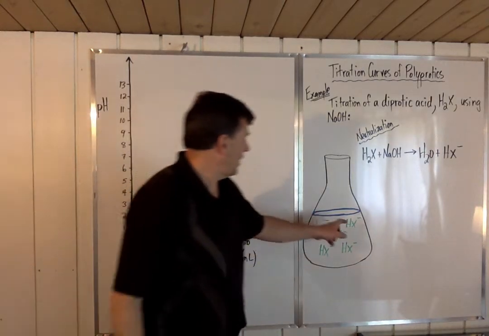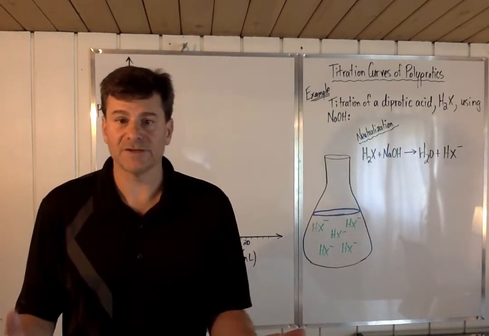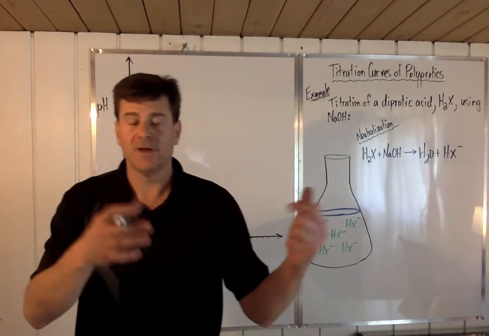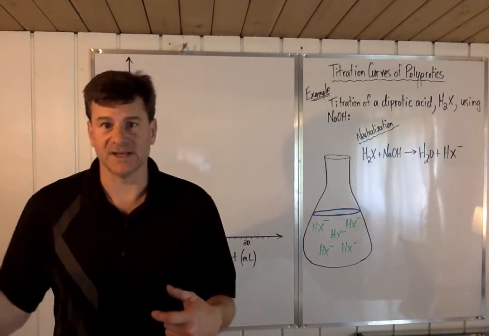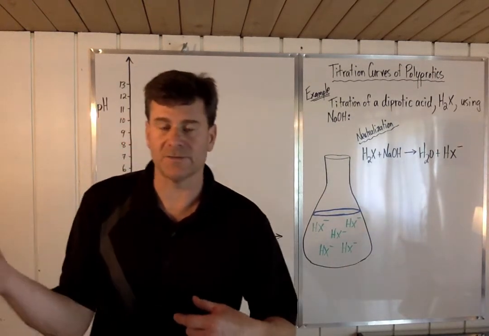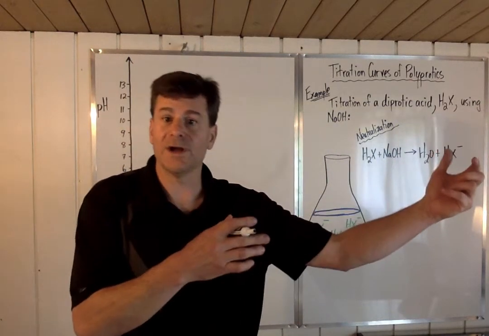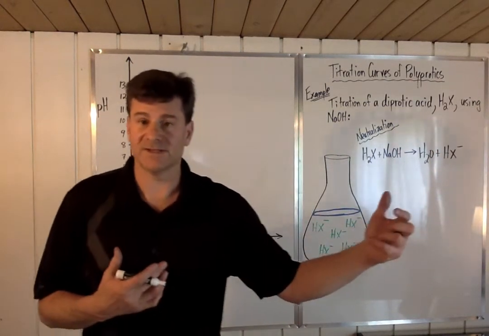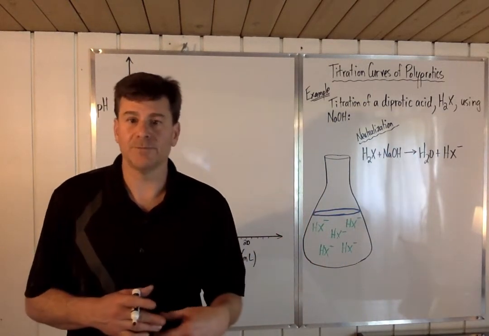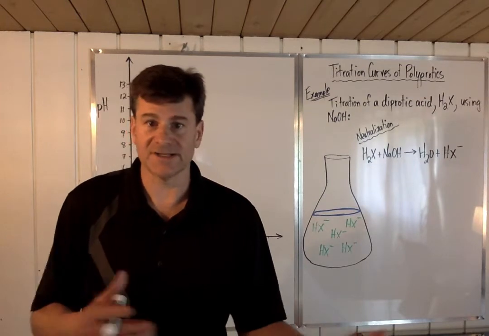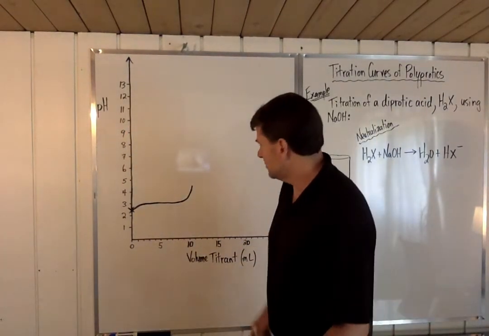Because now I've got all HX minuses, I don't have a very good buffer solution because I don't have a partner to the HX minus. I don't have any H2X anymore because I forced them to react with the sodium hydroxide, nor do I have a lot of what HX minus would form if it was an acid, X minus 2. So I do not have a very good buffer solution, and therefore you're not going to see any plateauing on the curve. You're actually going to see a bit of a sharp rise.